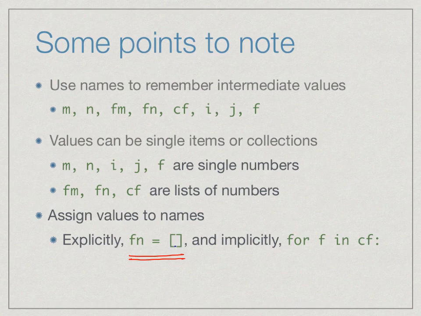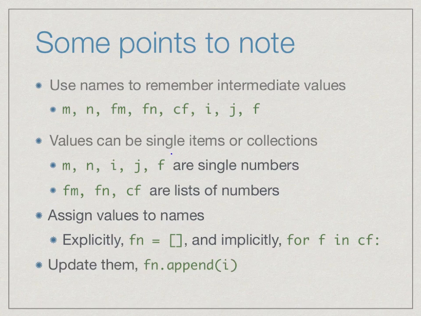And the other part is that when we write something like for each f in the list cf, this is implicitly saying that take every value in cf and assign it one by one to the name f. Right? So though we don't have this equality sign explicitly, implicitly this is assigning a new value for f as we step through the list cf. Right? So the main thing that we do in a Python program is to assign values to names.